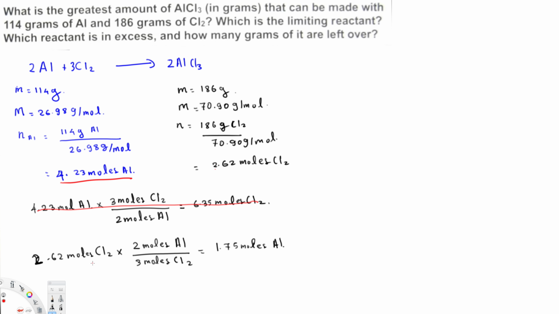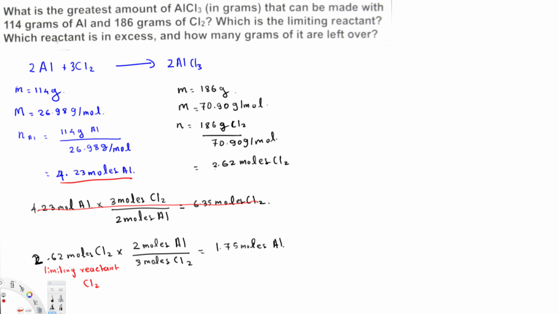And if you look at the amount of Cl2, we have 2.62 moles of Cl2, right? So this one is the exact amount we need, so this is not a problem. But if you look at the aluminium, that's 1.75 moles of aluminium, and we have an excess amount of aluminium, so we can't finish them all, so this is excess. Whichever one finishes first is going to be the limiting reactant. So this one, chlorine, will finish first, right? So this is our limiting reactant. So the limiting reactant is Cl2. So that's the answer for the first question.